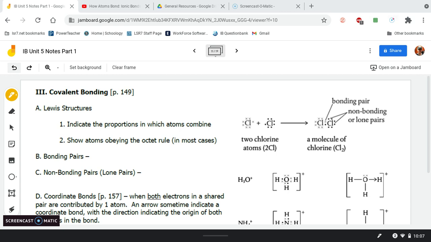Covalent bonding. So now we're thinking about combining things that are non-metals, or sometimes I just say not metals. So we're not going to have any metals here. Things like carbon dioxide, like water. I mean, there's no metals there. And so these are different because they are interested in sharing electrons, and they're not interested in taking them from each other.